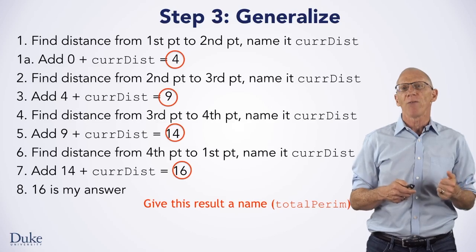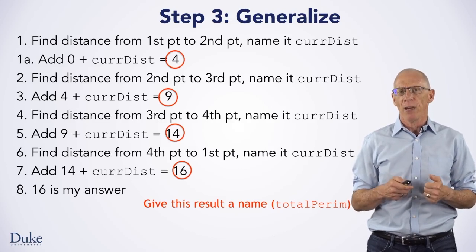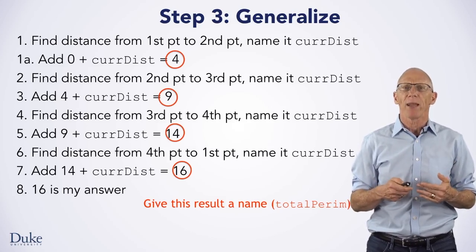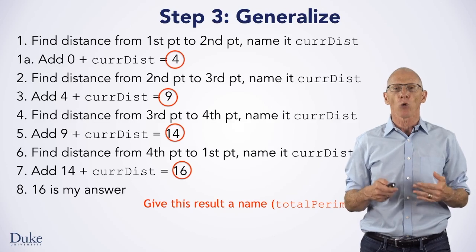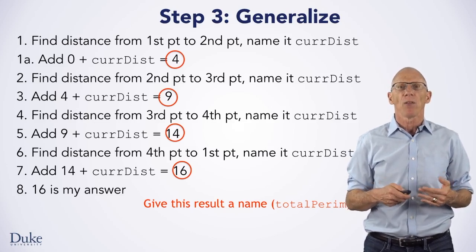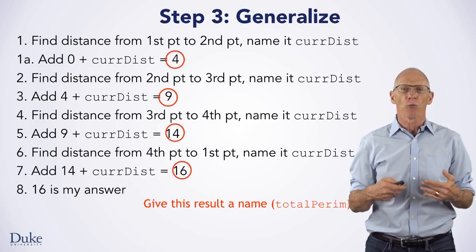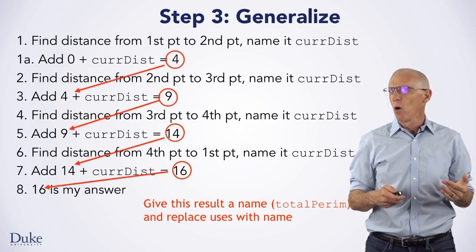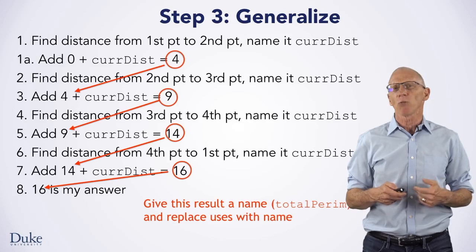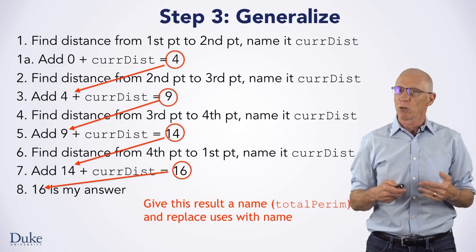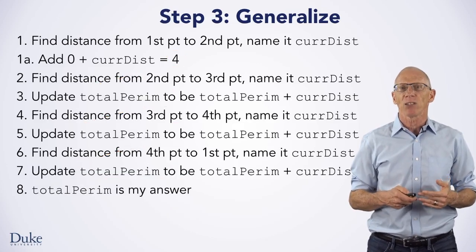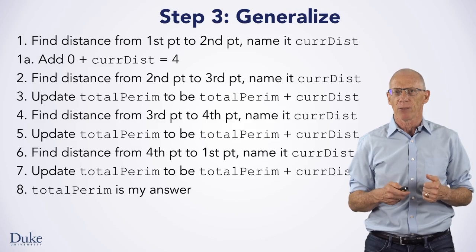Next, we should give this quantity a name. Here, total perimeter makes sense, or total perim, as this quantity is the total perimeter of the shape that we're calculating as we go through the steps. Again, when we name the quantity, we'll need to replace the places we use that value using the name we just gave it, total perim. This gives us an algorithm that looks like this.